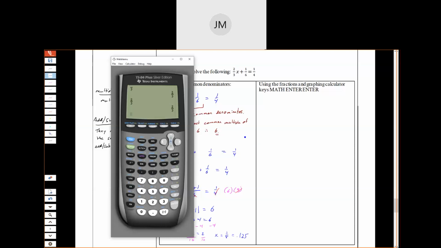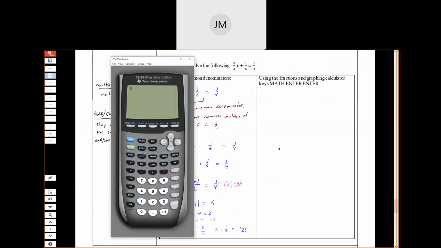All right. What we want to do, though, is be a little bit careful with the x. I don't want to just say add 2/3 and 1/6. That's not really what we have here. So I think maybe the easiest way to solve this using your calculator, again, is just to go back to graphing.